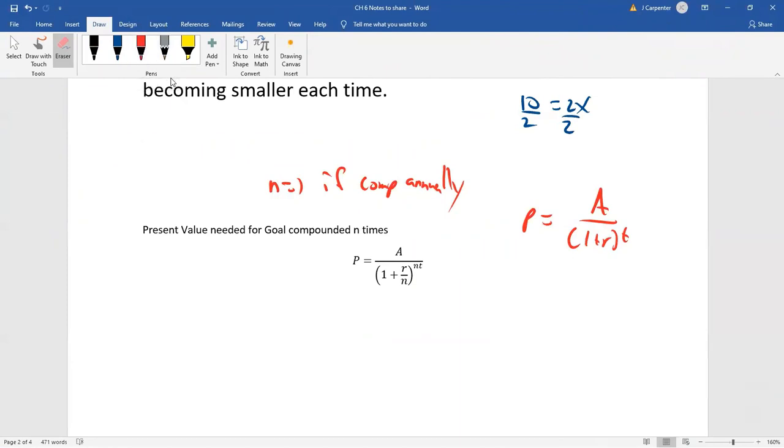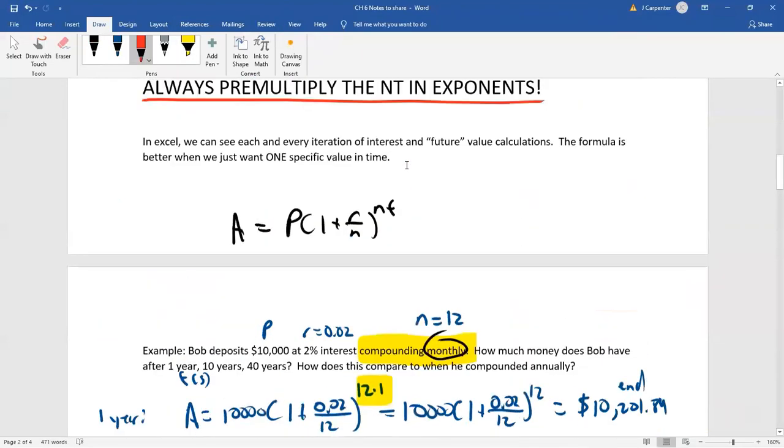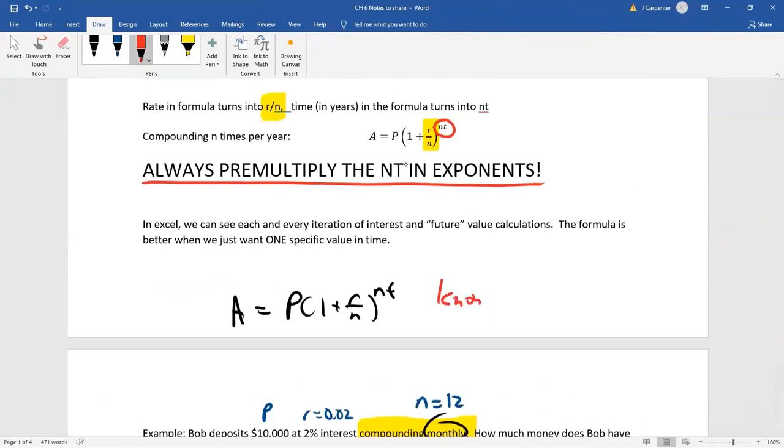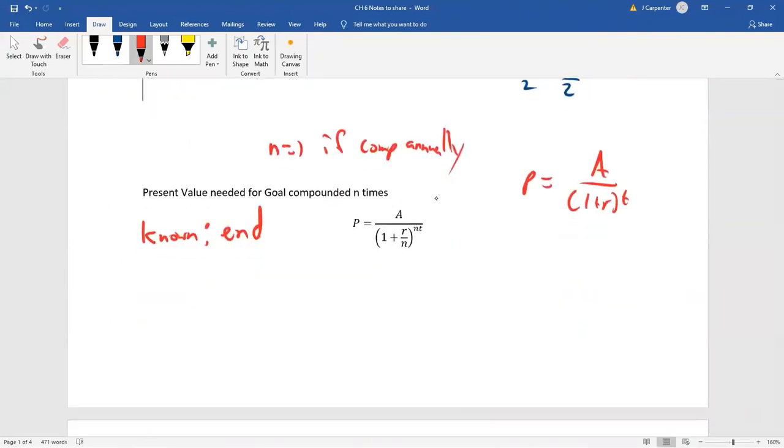So this is what you do. You use this formula when what is known is the ending amount instead of the starting amount. You use these formulas when the known is the starting amount, because P is the starting amount. When you know the starting amount, you use this formula. When you know the ending amount, you use this formula because A is the ending amount. You want the letter that's by itself to be the thing you don't know.